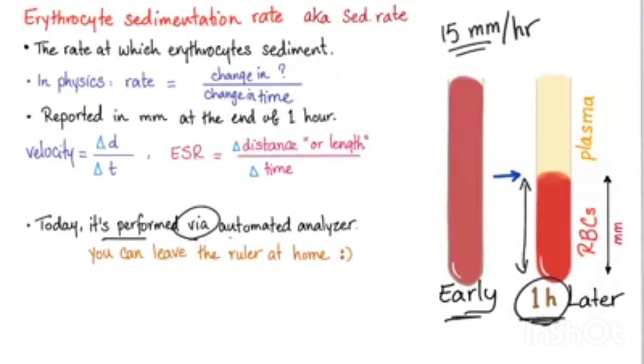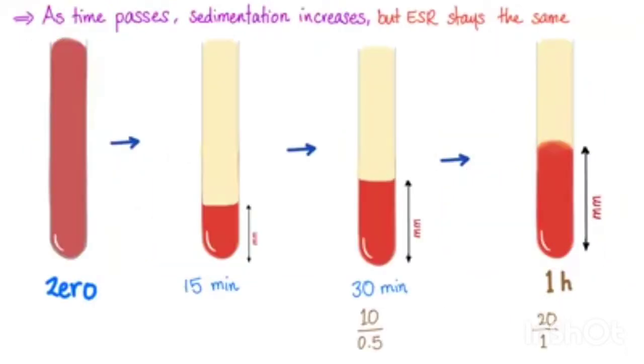Today, it's performed via automated analyzer. Do you think like the pathologist has time to measure this distance with his ruler? No, he's in his Ferrari. The lab technician is doing all the work. As time passes, sedimentation increases, but ESR stays the same because it's a rate, you idiot.